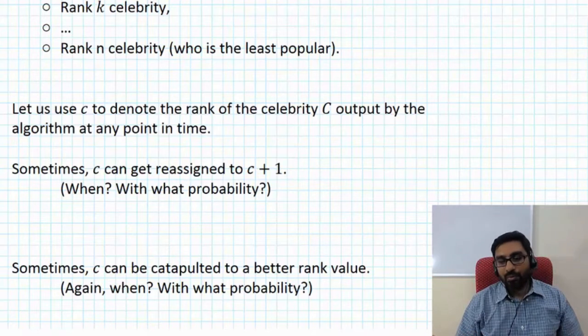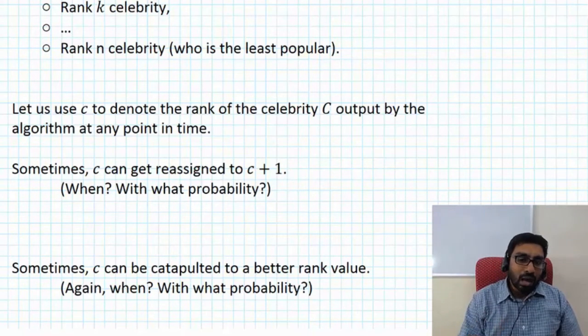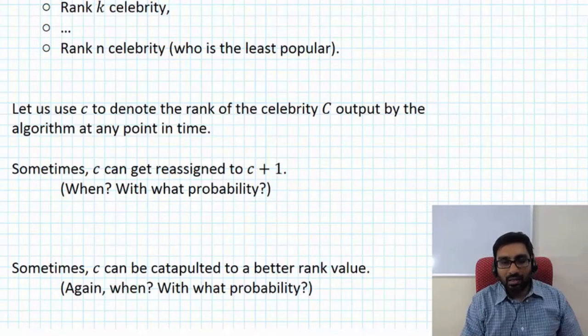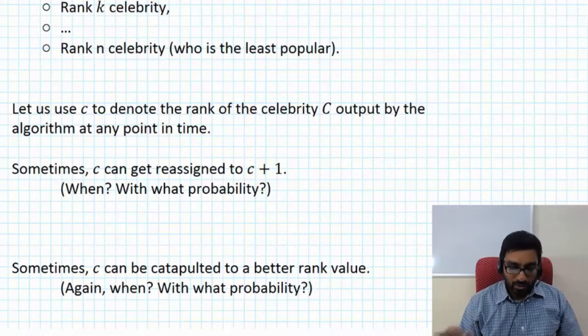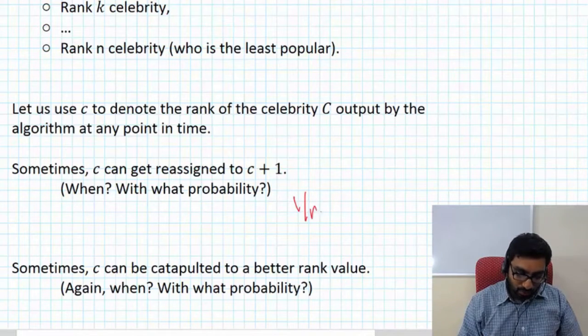Okay, when will this happen? Well, if C gets reassigned to C plus 1, that means the celebrity that we are outputting has actually gone down the list. It has become worse, less popular. When will that happen? It will happen when the natural phenomenon chooses that celebrity C and the next less popular celebrity, and their popularities are swapped. This happens with probability something like 1 over n.